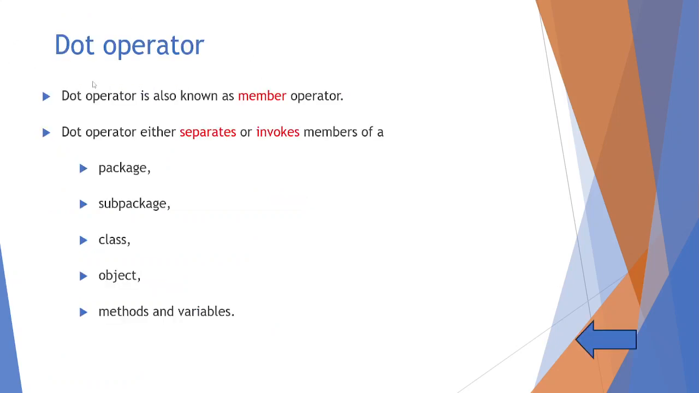Now, the dot operator. The dot operator is also known as the member operator. What is it? Member operator. This operator either separates or invokes members of a package, subpackage, class, object, methods, and variables. Let's see what it is.